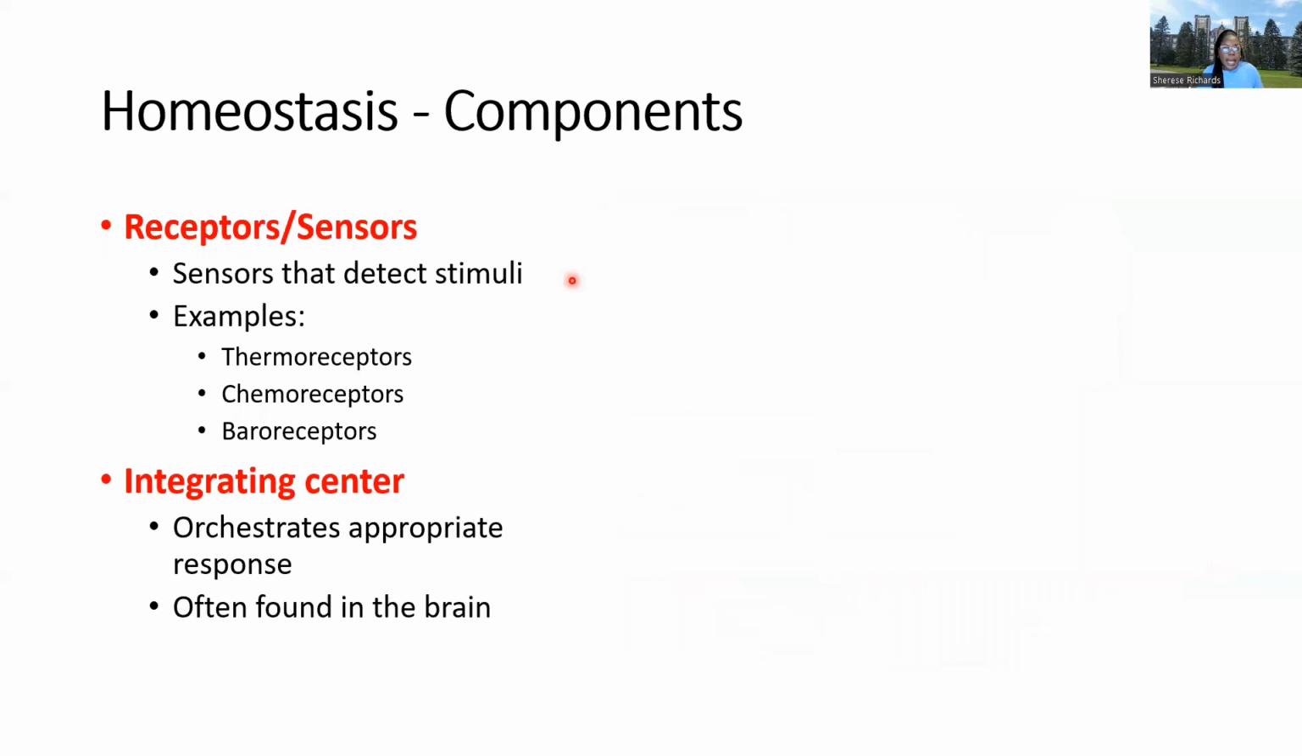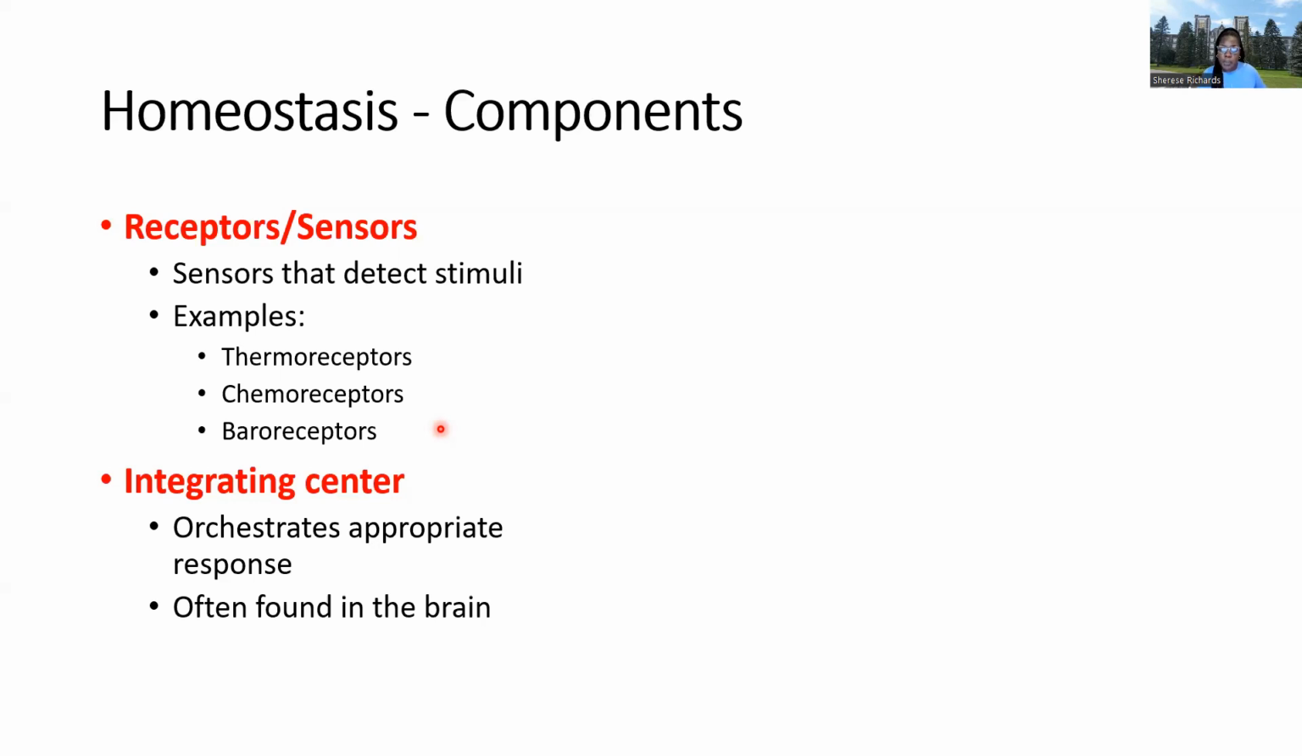So again, some of the examples of our receptors or sensors are thermoreceptors. Thermoreceptors can detect any changes in temperature. Chemoreceptors detect changes in chemicals, right? Any chemical imbalances or chemical changes. Any neurotransmitters or ions that are present or absent can be detected by chemoreceptors. And then baroreceptors will detect changes in pressure. So any mechanical changes, right? This is one of the types of receptors that will detect changes in blood pressure.